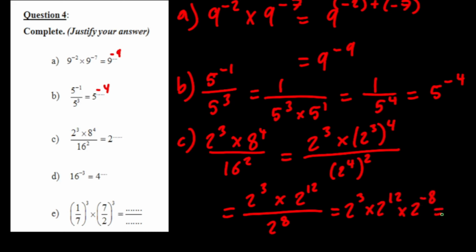So to do this, we add the exponents. So it's 3 plus 12, giving us 15, minus 8, giving us 7. So it's 2 to the power of 7. Let me make some space and we can solve D and E.